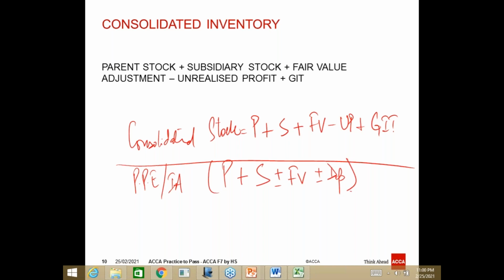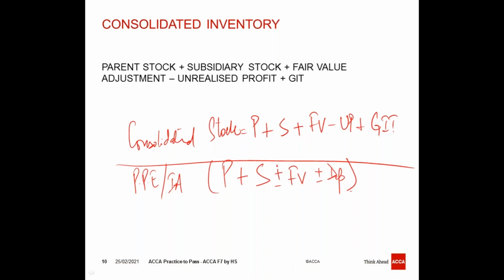In which scenario will we add depreciation? Do remember this point. Whenever there is an upward revaluation, fair valuation adjustment is upward, then depreciation should be deducted. But if there is a downward fair valuation adjustment, then depreciation should be added back. IA means intangible assets. So I'm talking about the tangible and intangible asset at the same time because both will be reported with the same pattern. So that's tangible and that is intangible assets.